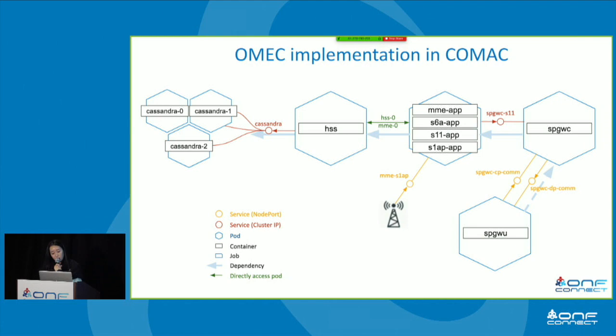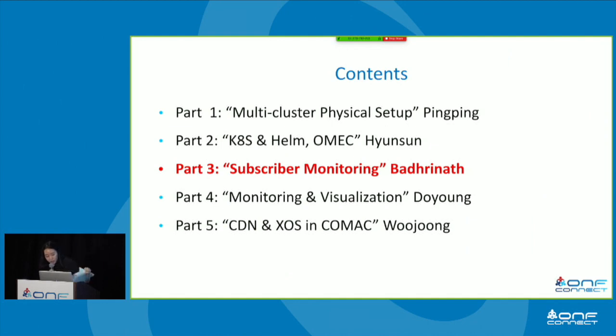And some applications like HSS and MME don't allow this kind of VIP access. So they have to talk to each other with pod DNS or pod IP directly. And we have two jobs that initialize the HSSDB and create the initial user and MME data in the HSSDB. And yes, this is all on my part. Next, my colleague Badrinath will present subscriber monitoring.